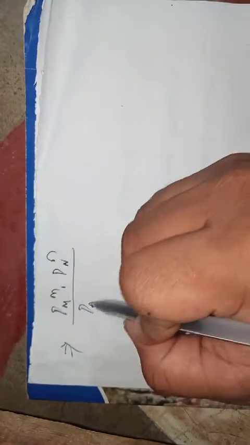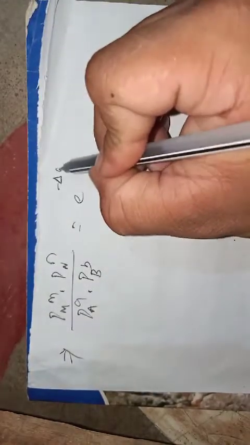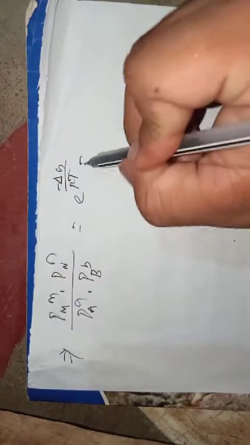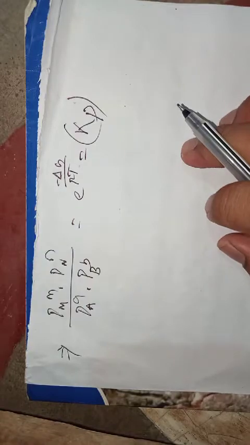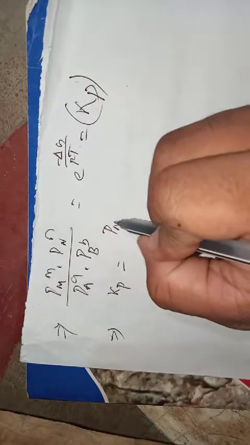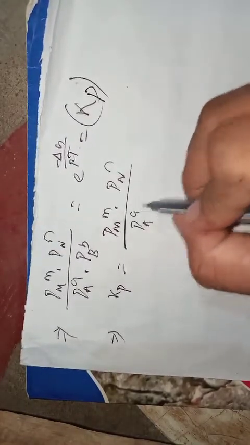So this implies that Pm to the power m into Pn to the power n divided by Pa to the power a into Pb to the power b equals e to the power minus delta G naught by RT. Now we will take it as a constant Kp, where Kp is equal to Pm to the power m into Pn to the power n divided by Pa to the power a into Pb to the power b.